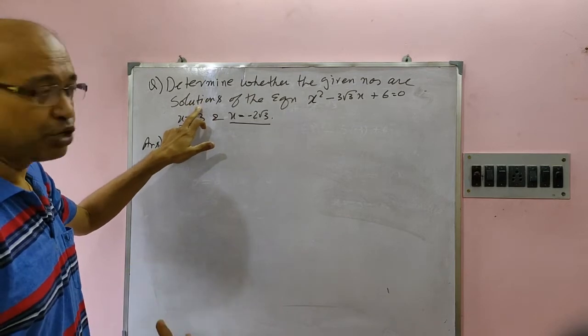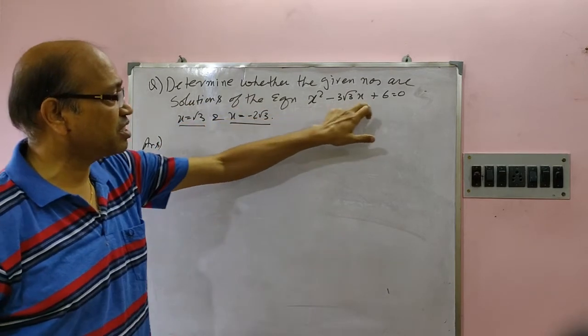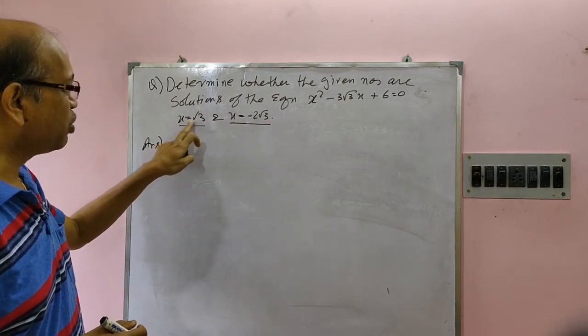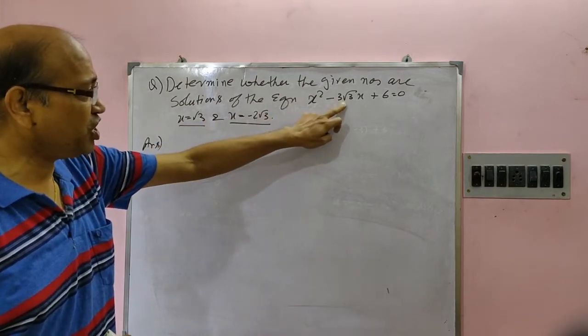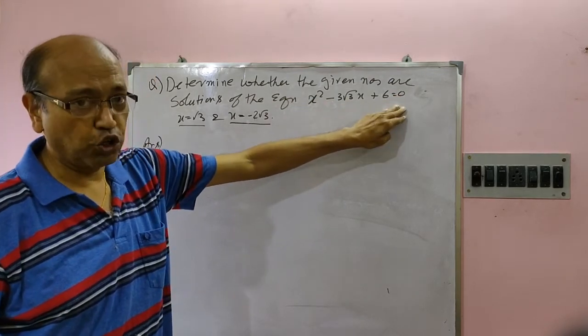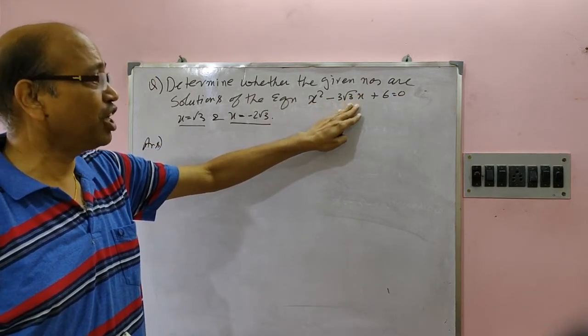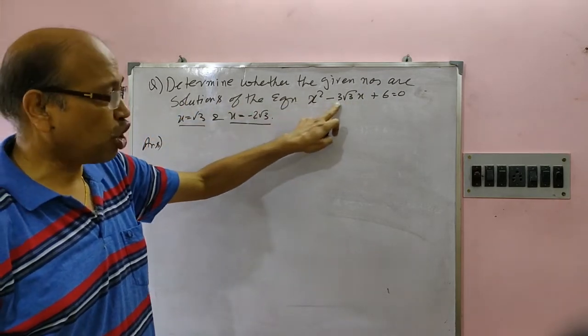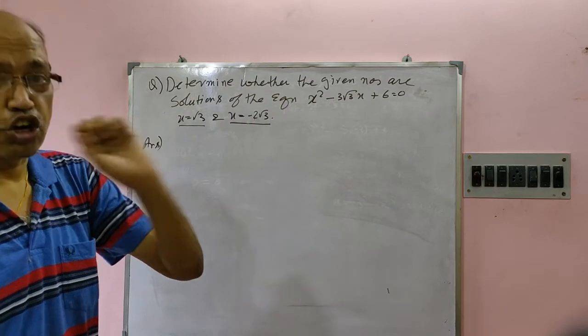Solutions means values of the equation. So we have to find: do these two values satisfy the equation? That means if I put these values, are they equal to 0 or not equal to 0? If they are equal to 0, that means these are the solutions. If it is not equal to 0, that means they are not the solutions.